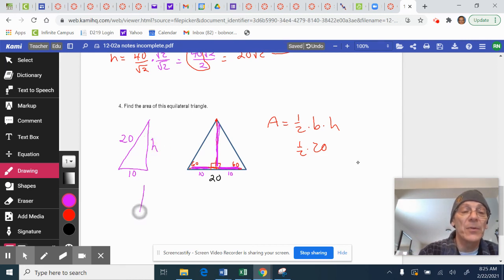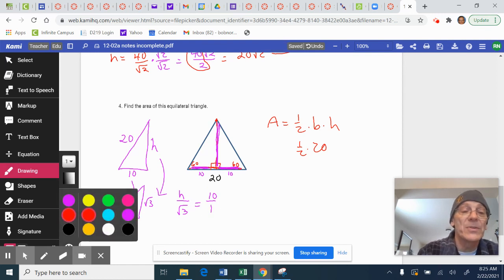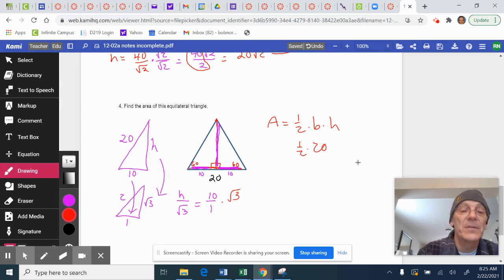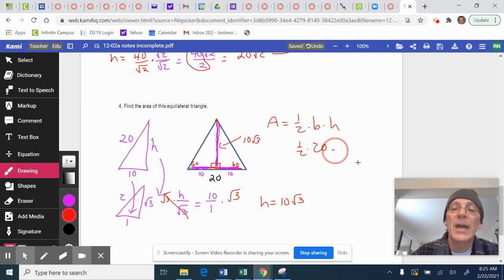Well, that triangle is going to be similar to 1, 2, radical 3. So if I want to solve for h, h over radical 3 is equal to, let's do the 10 over 1. Multiply both sides by radical 3. And we get h is equal to 10 radical 3. That's the length of that segment right there. So that goes in for the height.